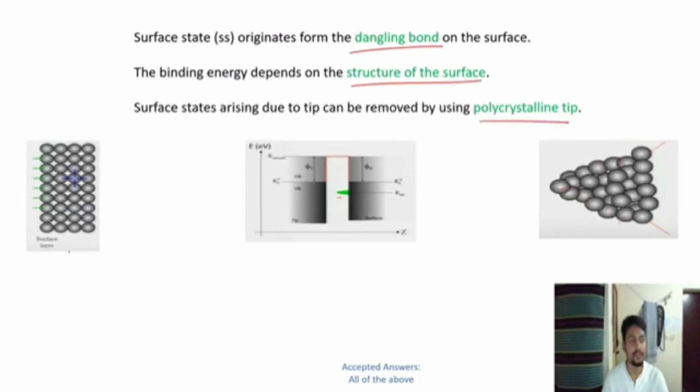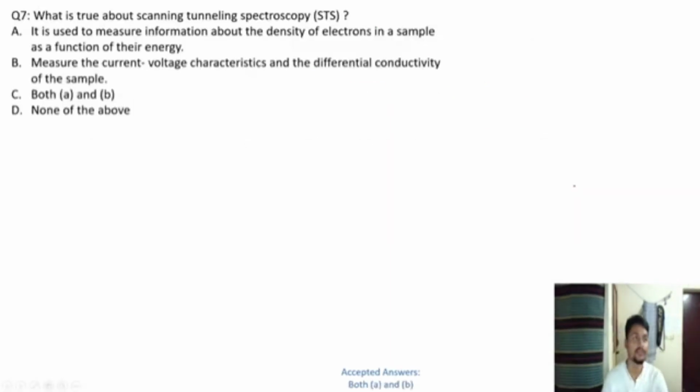Dangling bond, the structure of the surface and the polycrystalline tip. So this is the dangling bond, we know, unsaturation. I'm again discussing unsaturation. This is the binding energy and this is the polycrystalline tip. So this is the answer. Now, again, the previous discussion will come in handy in answering this problem.